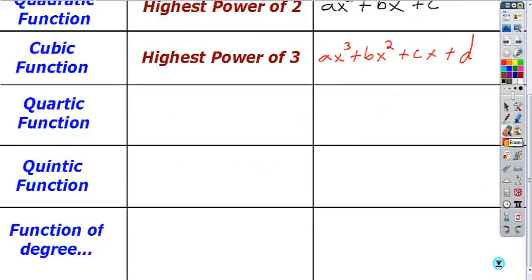Everybody okay with cubic, right? That's where we spent most of our time. Now, yep, ax cubed plus bx squared plus cx plus d. Is that better? Okay. Sorry.